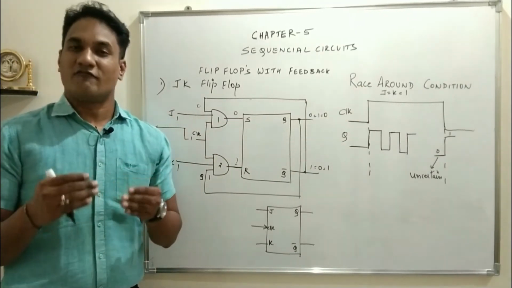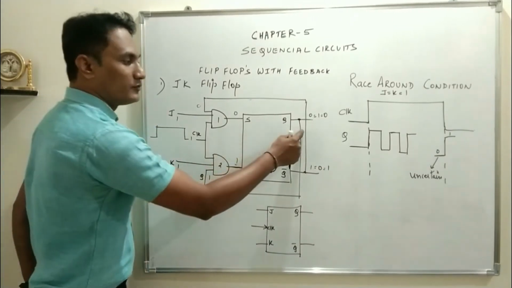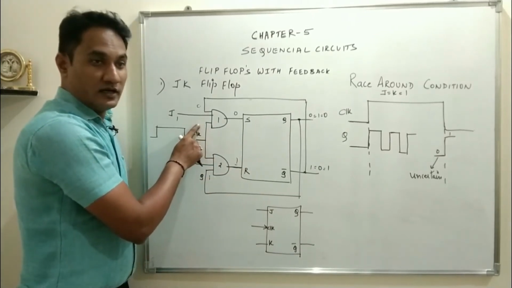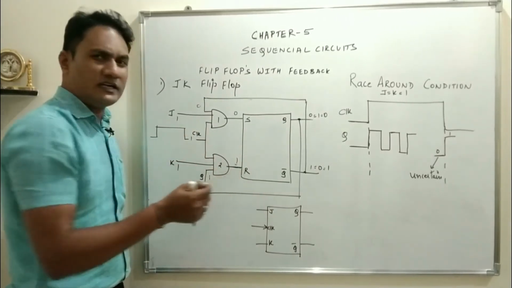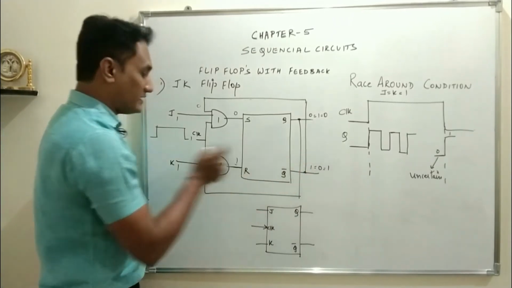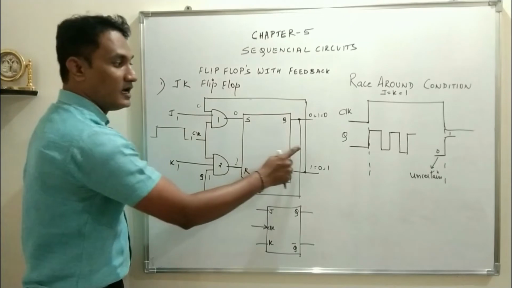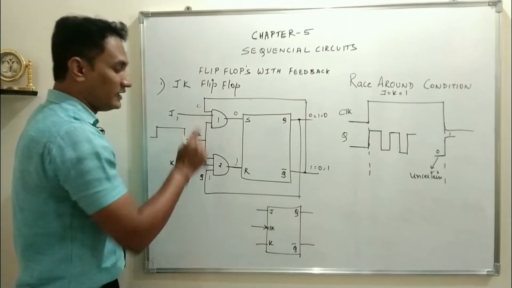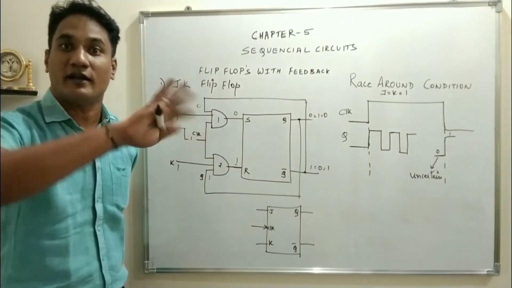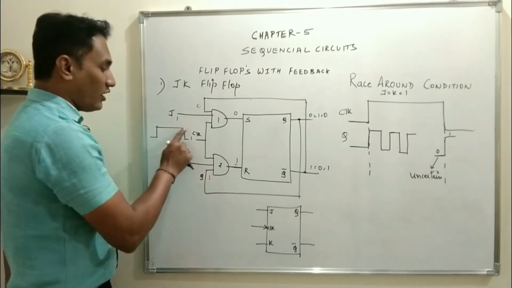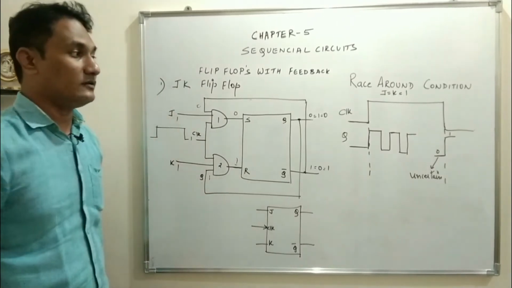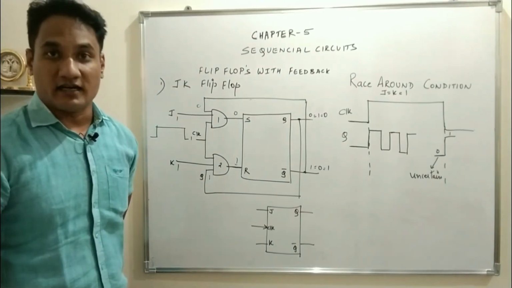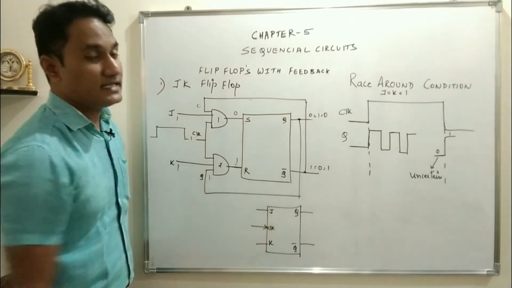Let us try to understand why exactly this is happening. See, output is directly fed back to the input. Any change in output will produce change in the input. As soon as you give input, the circuit will take nanoseconds for the output to change, and if the clock remains high for a longer duration of time, output change will certainly change the input condition, and if the input is changed, again the output will change, so output will keep on changing until the clock is deactivated, and when the clock is deactivated, there will be an uncertain condition. So we have to remove that uncertain condition, which is called race around condition.